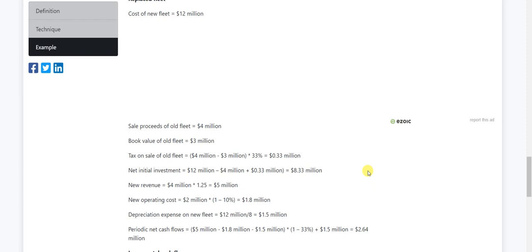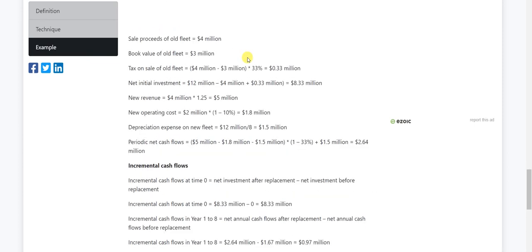So periodic net cash flow is (5 minus 1.8 minus 1.5) times (1 minus 33%) plus 1.5 million, that is 2.64 million. So now periodic net cash flow is 2.64 million after replacing the fleet.